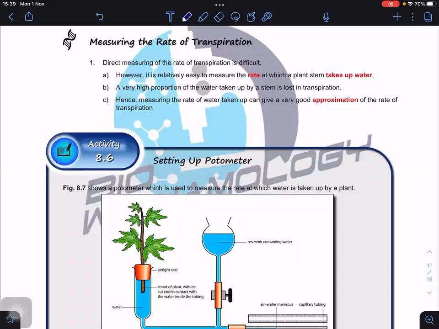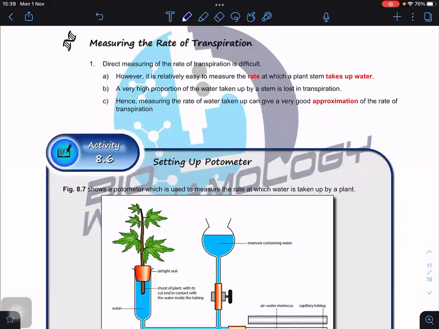So what is the assumption in this experiment? If you want to get the true rate, it is impossible; we can only get the approximate rate of transpiration. With assumptions, the rate of water uptake is equal to the rate of transpiration, which is not really true, but we do know that a high proportion of the water taken up by the plants will be used for transpiration.